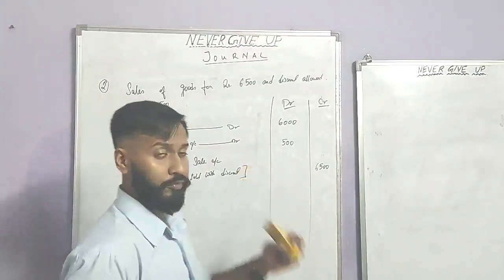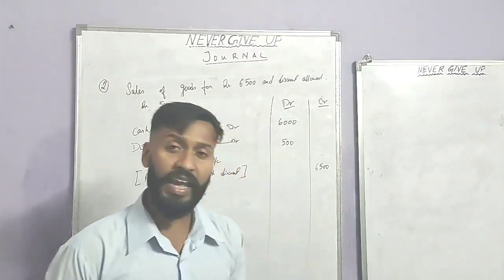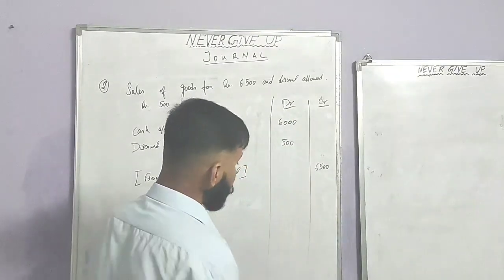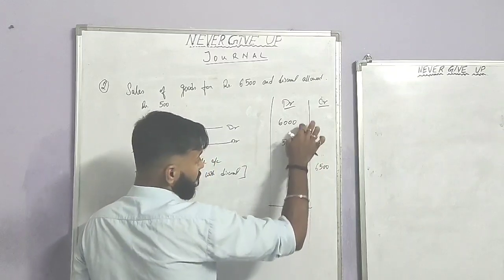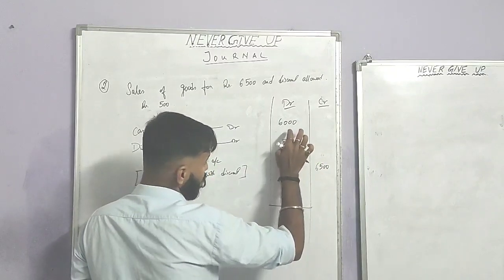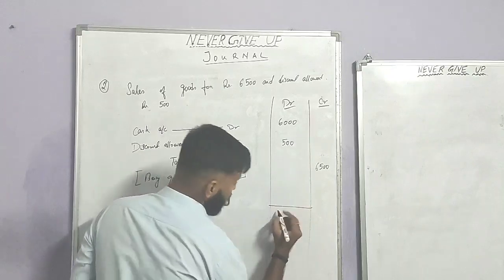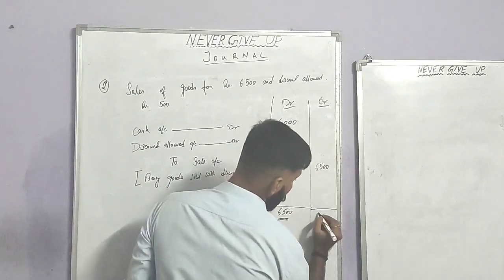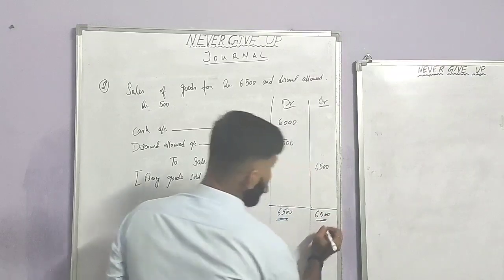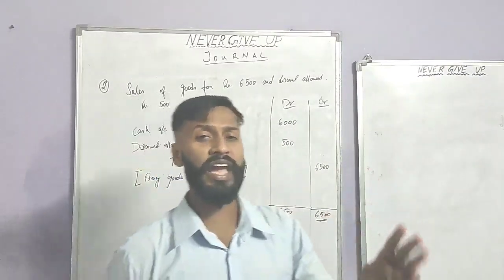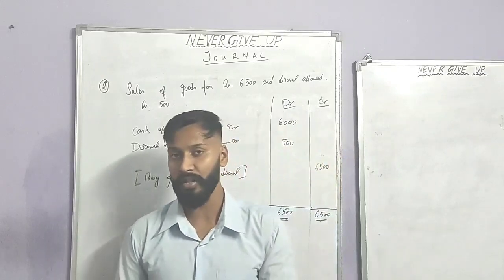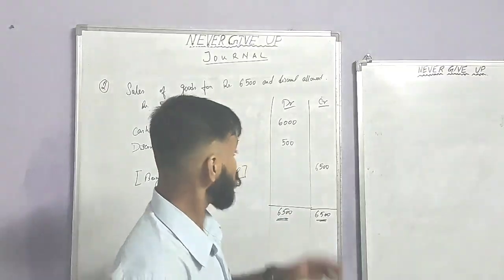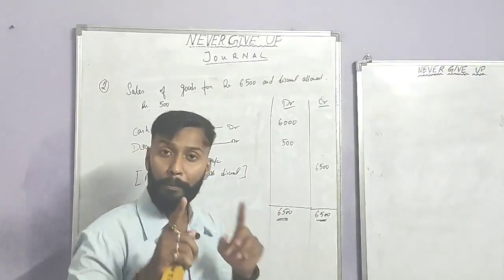Okay. Now if you see the debit and the credit column, always it will be equal. One account is 6,000, another account is 500. So 6,500 in the debit column, and in the credit column also 6,500. Always in the journal entry, the debit side and the credit side will be equal. So this type of journal is called compound journal.